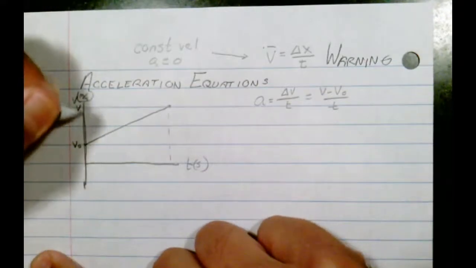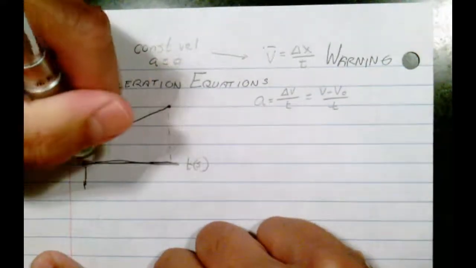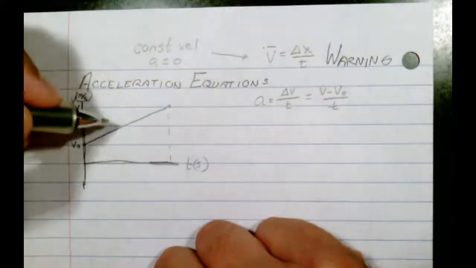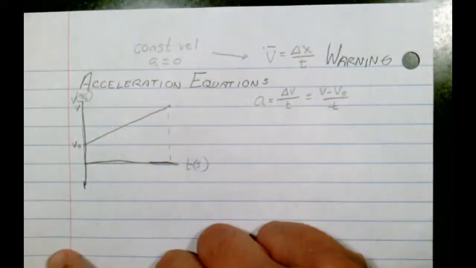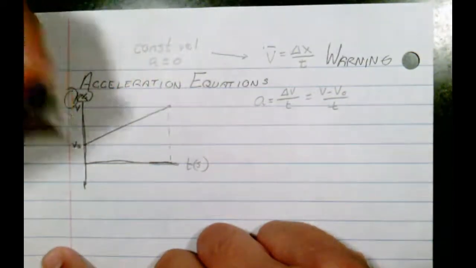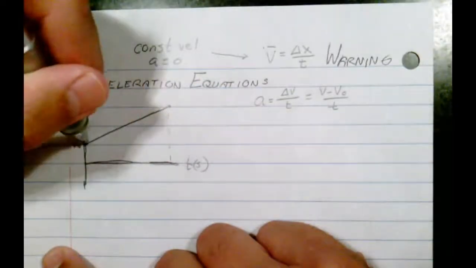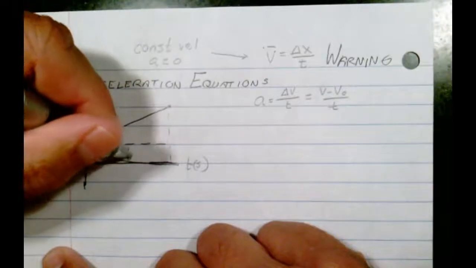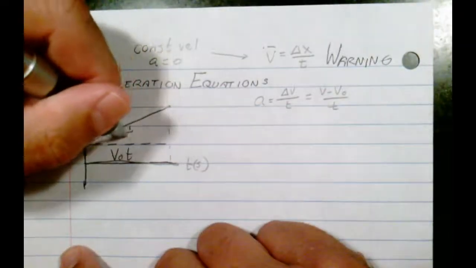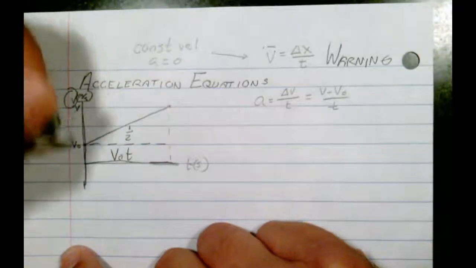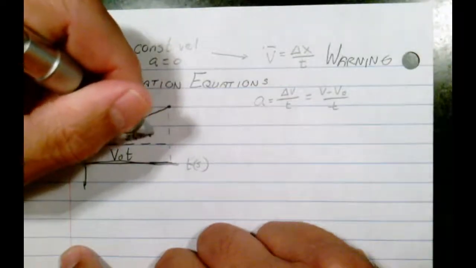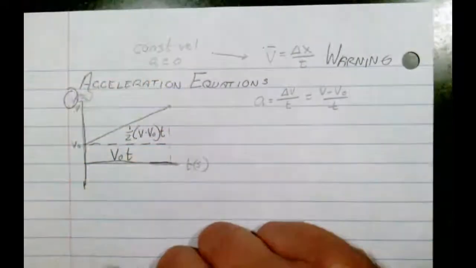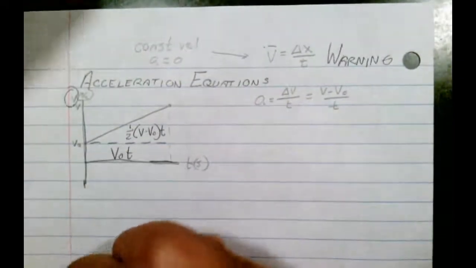If this is the velocity versus time graph, and there's velocity and there's time, if we want to find the displacement, we would need the area under the velocity versus time graph. Well, let's just do this for a sample V0 and a sample final velocity. Let me break that up. This is going to be V0t, and this is going to be 1/2 times V minus V0 times t.